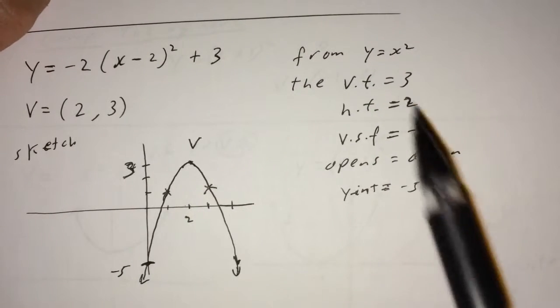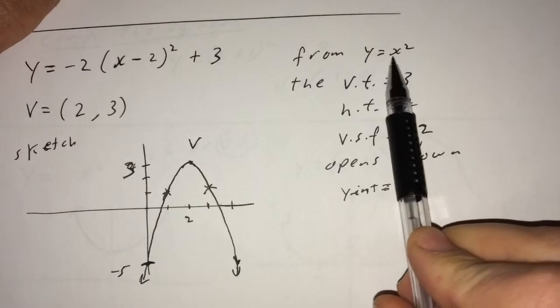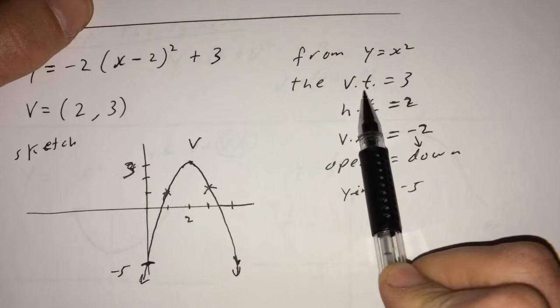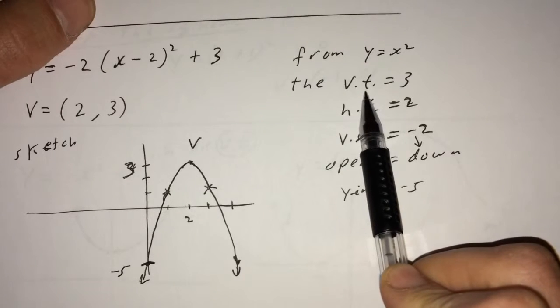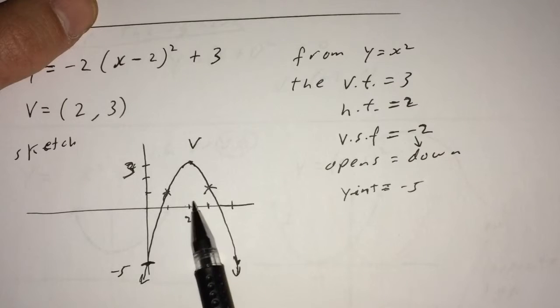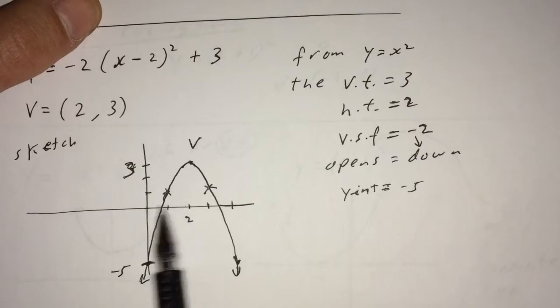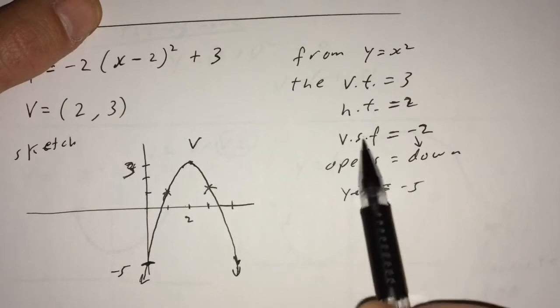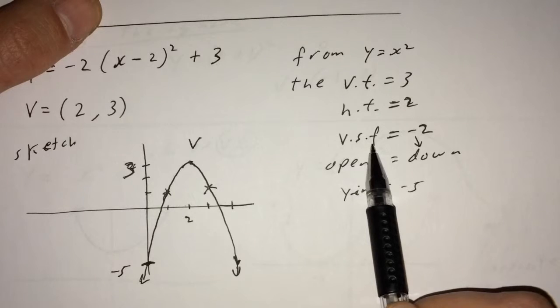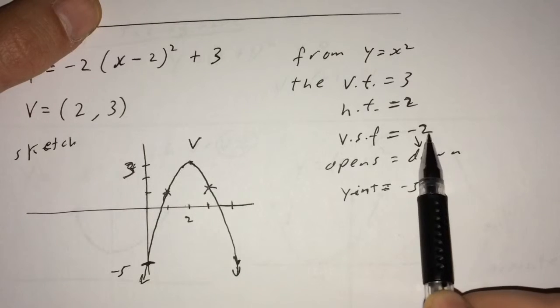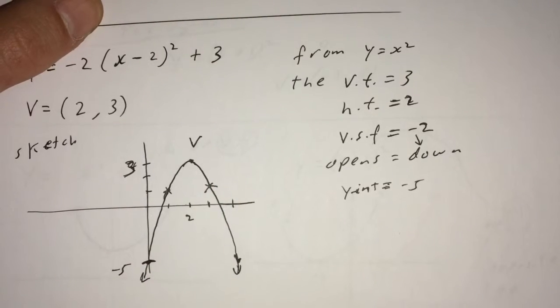So we have some notations here. From y equals x squared, this parabola has been vertically translated, meaning vertically shifted 3, so moved up 3, and horizontally translated 2. And then the VSF, the vertical stretch factor, is -2. The negative means it opens down, and the 2 means it's been stretched vertically by a factor of 2.